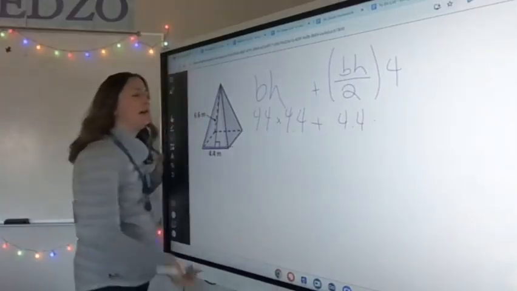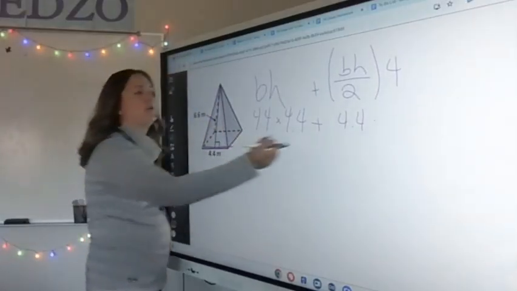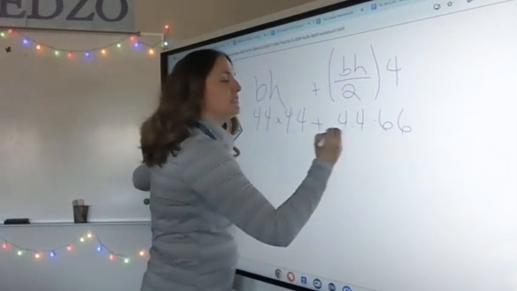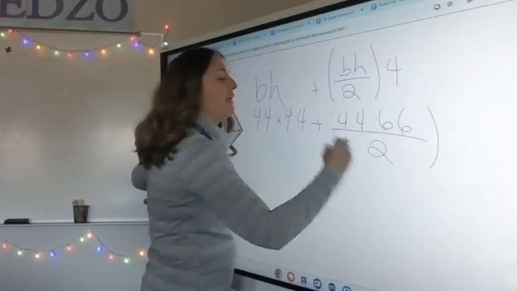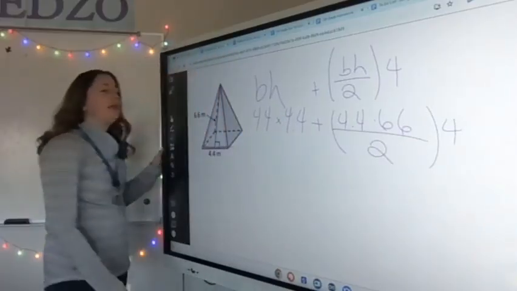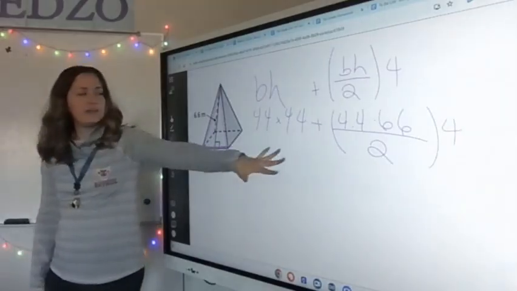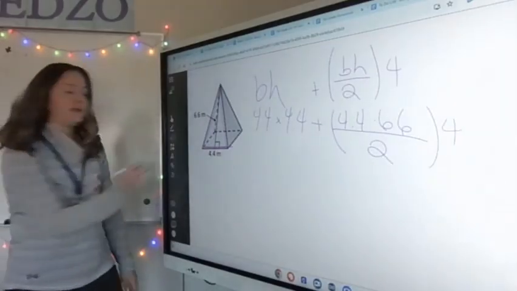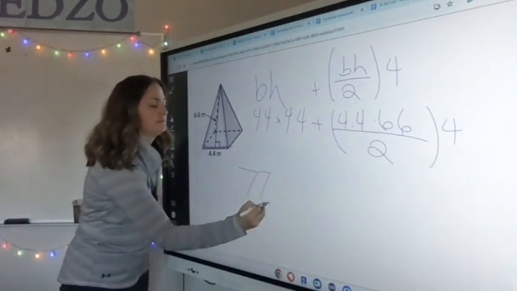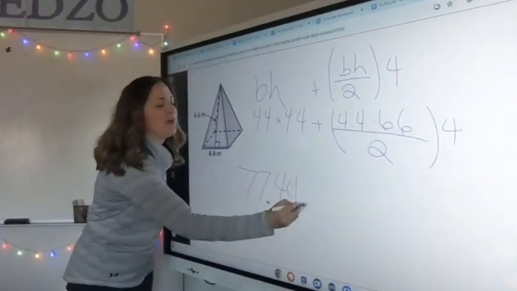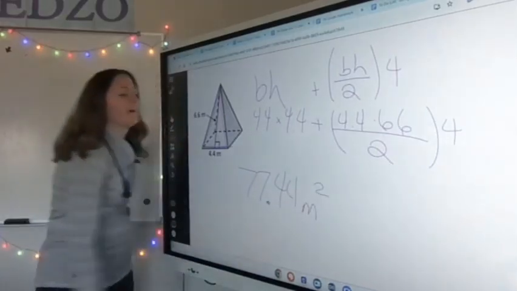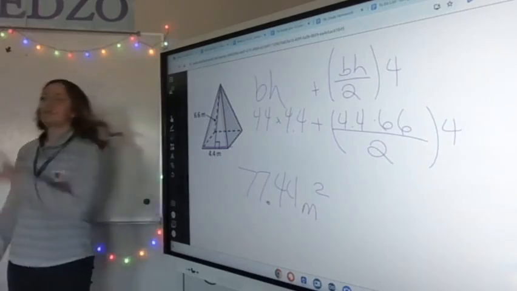My height of my triangle, 6.6, divided by 2, all that times 4. When you plug this whole thing into your calculator, you get a final answer of 77.44. Beautiful, 77.44 meters squared. That is exactly what I got too.